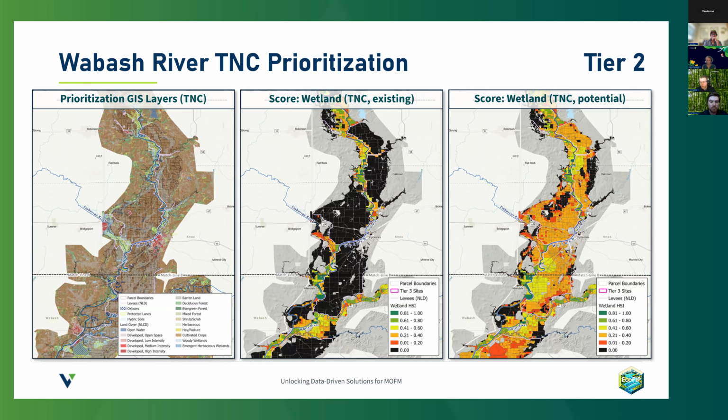On this slide, we were focused on output from the TNC prioritization scheme. So this includes that HSI as its base, along with other types of geospatial data sets to further refine that prioritization. Again, the 2 graphics on the right here show the difference that levees make along the Wabash River. The black areas in the center graphic yield a low score as they are currently disconnected from the river. They're behind the levees or on the dry side of the levee, whereas the potential graphic on the far right illustrates the opportunities that could exist on the dry side of those levees if some actions were taken to connect those areas to the river.